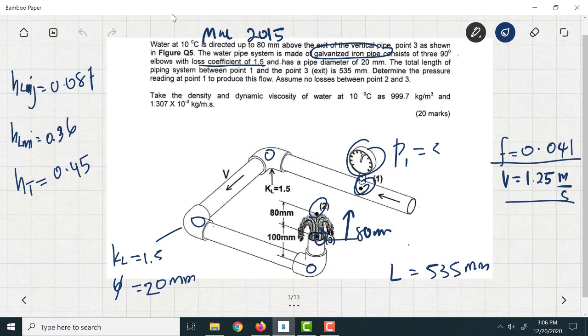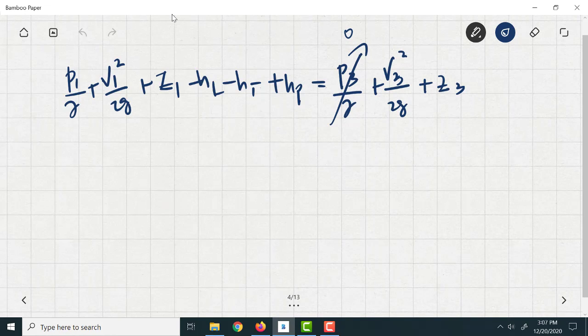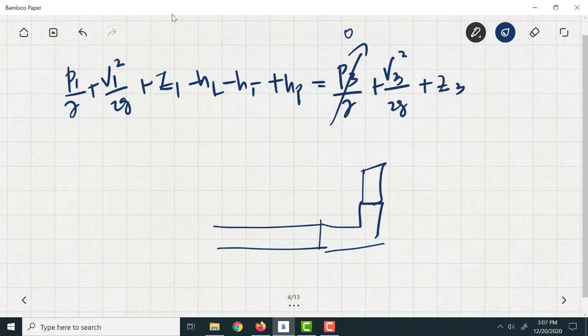Alright, so apa lagi yang kita tahu? Ada elevation difference tak, point 1 dengan point 3? Ada. Kat sini tinggi dia adalah 100 mm daripada hujung pipe ni ke bawah. So, pipe ni berbentuk macam ni lah. Kita ada pipe, then dia naik ke atas 90 darjah, dan ada pipe sikit. This is point 3, point 1 dia kat tengah-tengah pipe ni lah. So, difference dia adalah 100 mm.